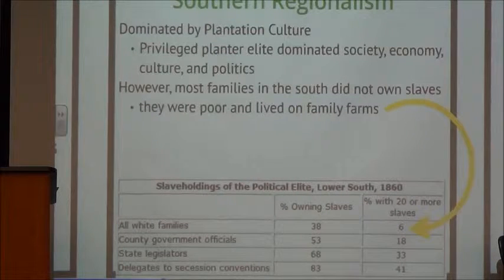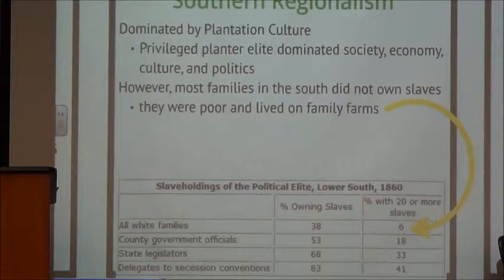They were poor, they lived on family farms. If you notice here in the bottom of the chart, out of all white families, only 38% owned slaves, and only 6% had what we'd consider large plantations of 20 or more slaves. They tended to be in the Deep South, and by the antebellum period, they were mainly involved in cotton production.